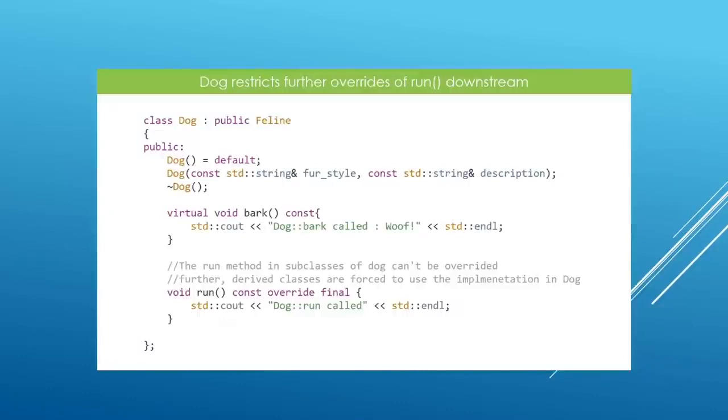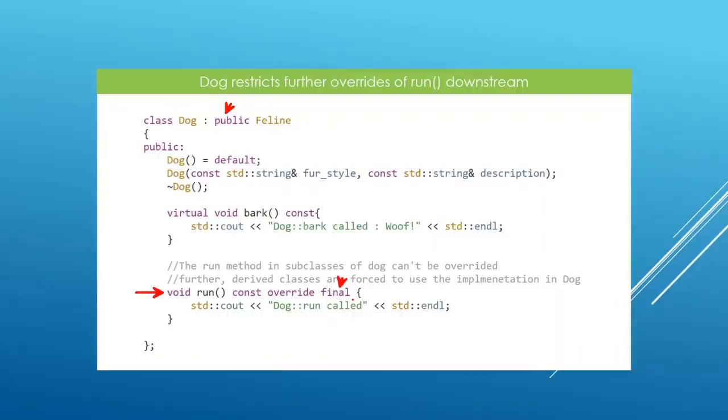Now, here is a possible implementation for the dog class, which is going to be inheriting from feline publicly, as we see here. But take a look at the run method we are setting up in dog. We are appending a final specifier, and what this is going to mean is that no downstream inheriting class will be able to override the run method further. This is what we can achieve.